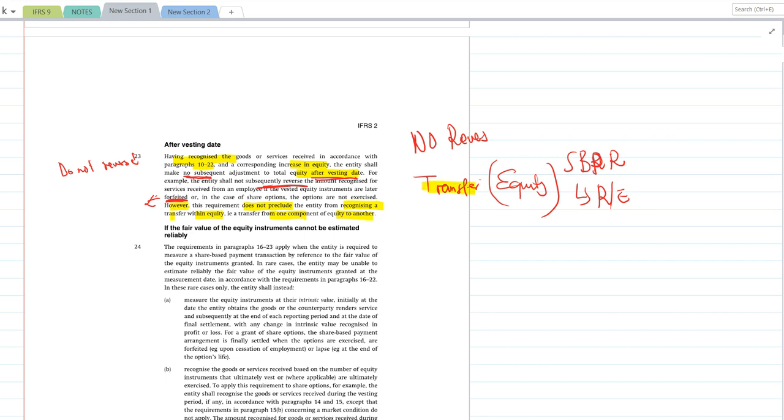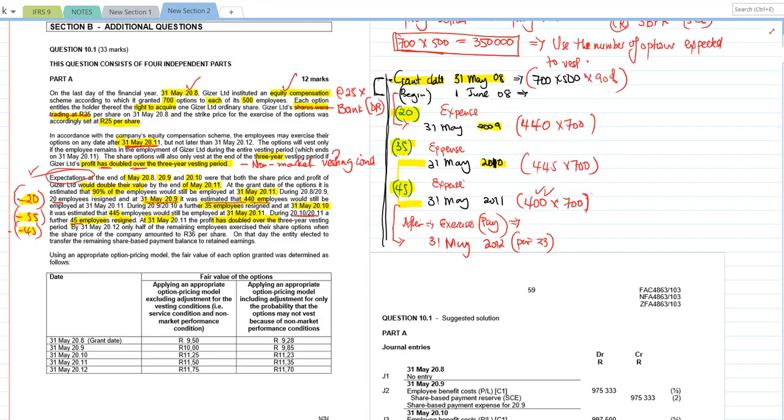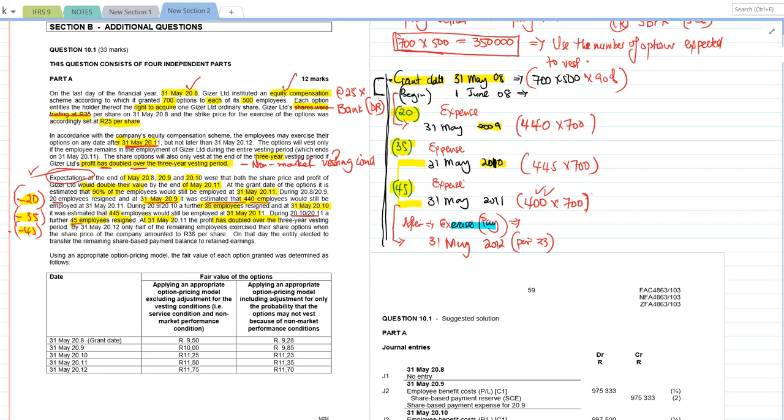So the requirement says do not reverse anything here. Do not reverse, but rather go and make a transfer. So guys, that is what happens after the vesting period. So it's important we understand that. Now let me go back to the question. What I was just explaining happens after the 31 May. This is the period when the entity's employees are expected to pay up to 31 May 2012.